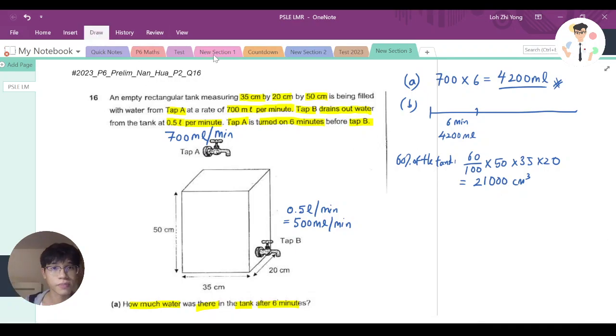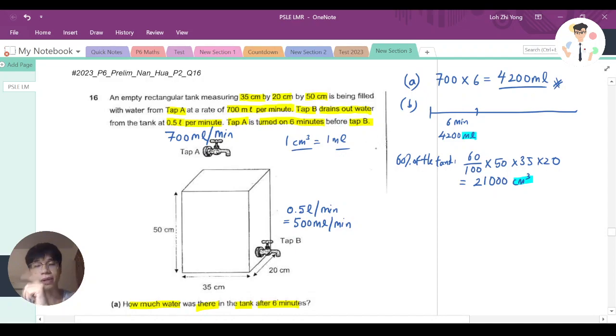Just for information, ml and cm cube are actually the same, which means that 1 cm cube is equal to 1 ml. So yeah, they are the same. Just expect that it's the same. Now, you see, I'm expecting 21,000 ml to be filled. But now, after 6 minutes, I have 4,200. So I want to find, hey, how long does it take in the rest of time to be filled?